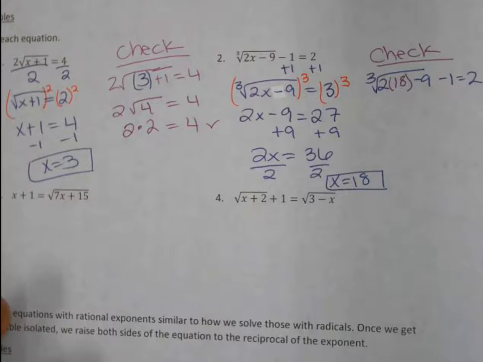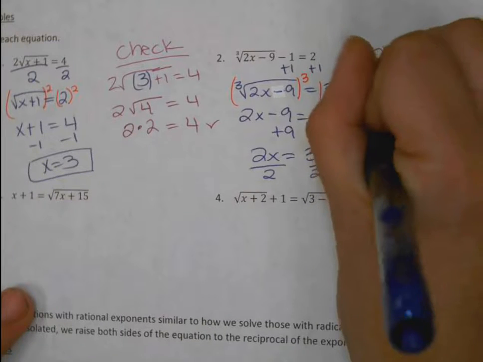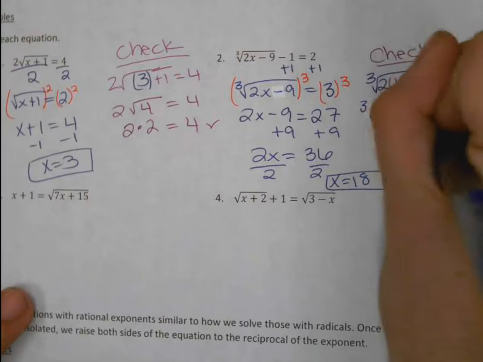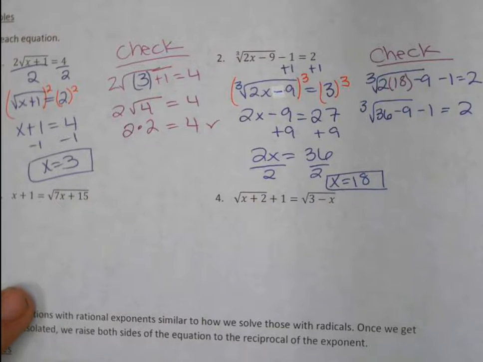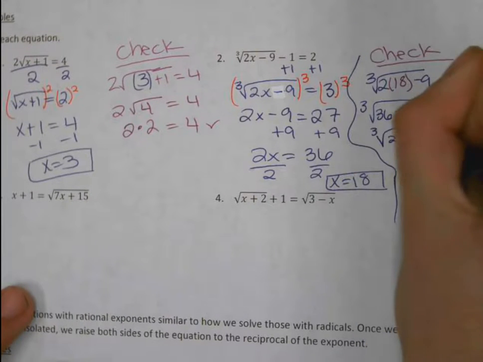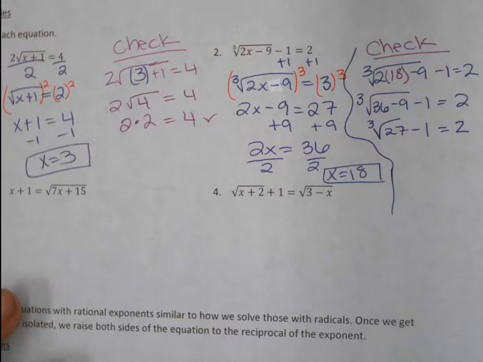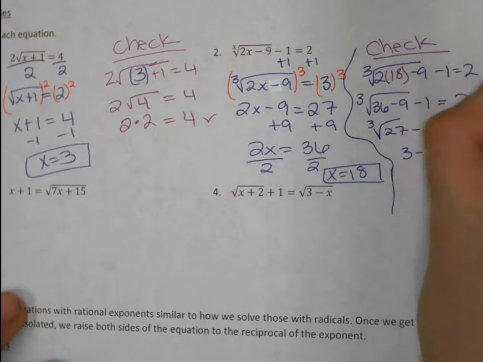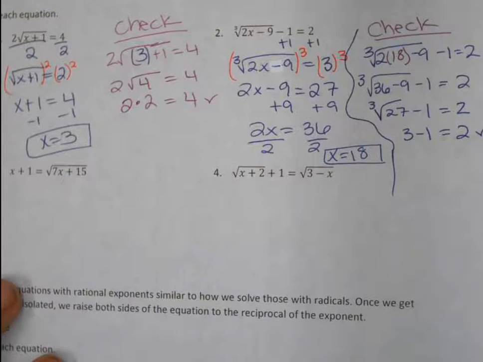Okay, so 2 times 18 is 36. And then 36 minus 9 is 27. The cube root of 27 is 3, minus 1 is 2, so we're good. Questions on number 2?